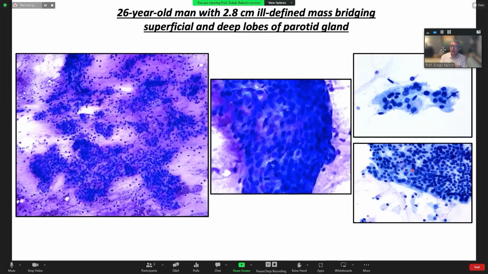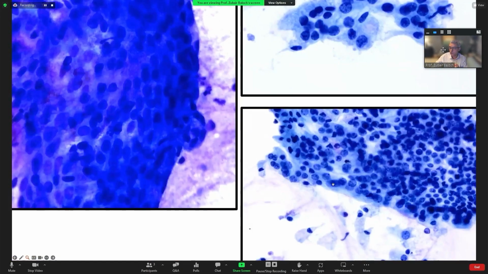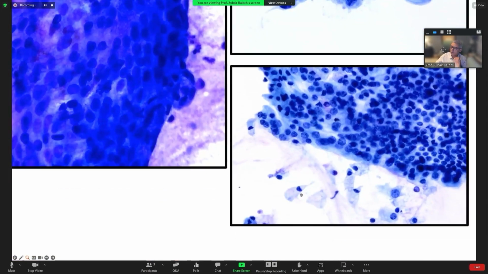Another tumor is a 2.8 centimeter ill-defined mass, and the tumor background is very blue. And you can see it's smearing very smoothly. This is very typical of mucin. So when you have a mucinous background, then your differential is going to change. Now here you can see a cell group with very sharp cytoplasmic borders, which is an epidermoid type cell. Here I want to show you this at higher power, zooming through it, and you notice the glandular cells in the background.